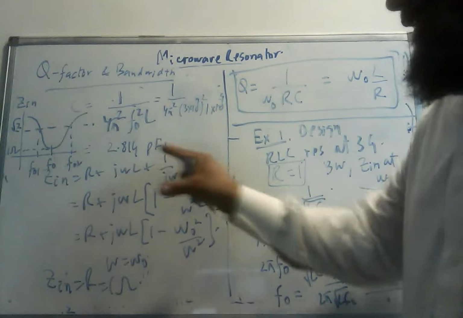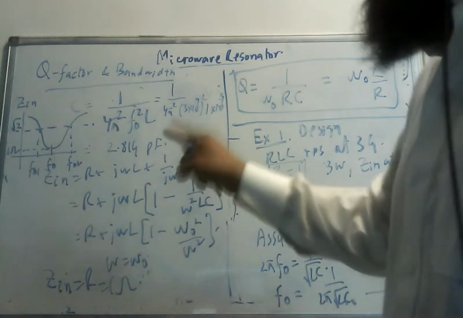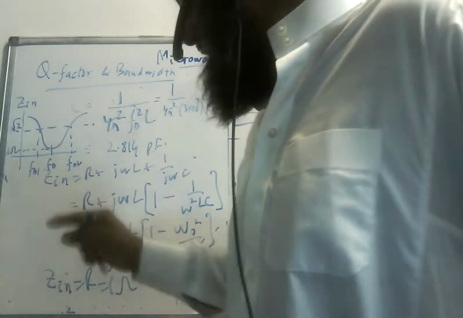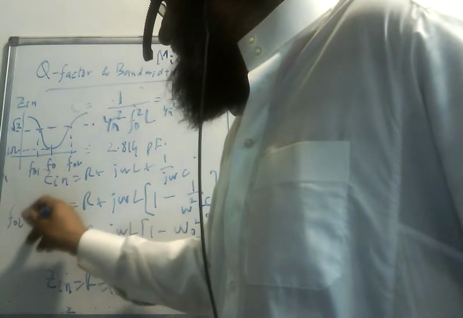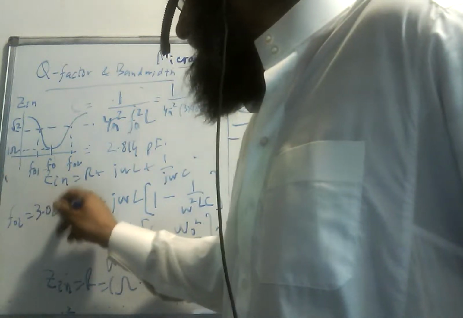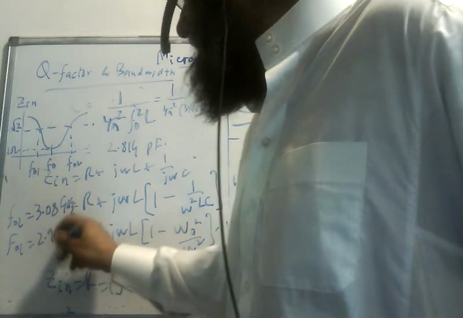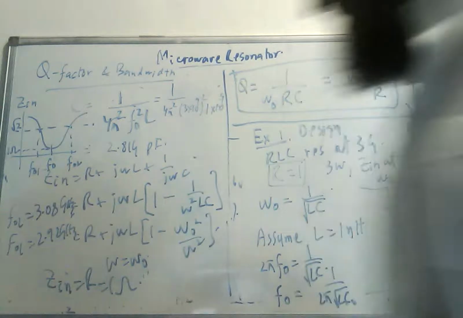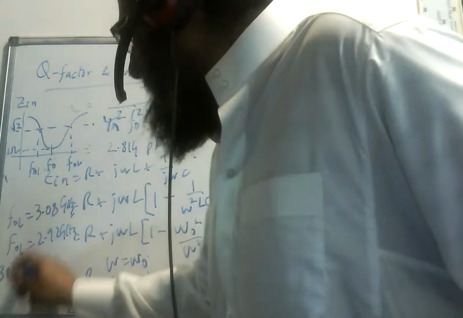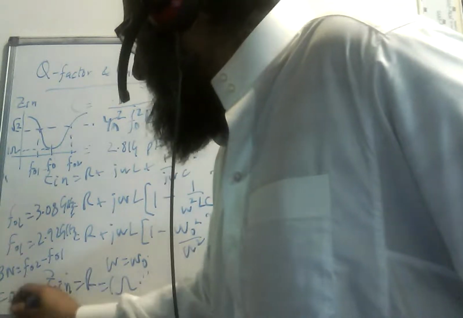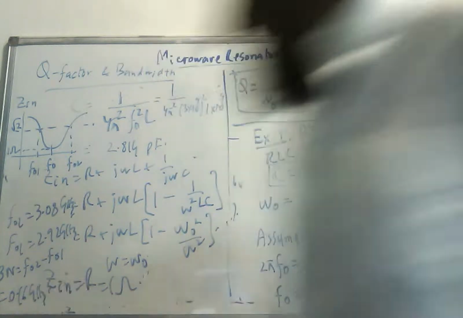But for right now, I can use NSoft. I used NSoft, so you can see it in the lecture notes. I found that this frequency is equal to 3.08 gigahertz, and F naught 1 is equal to 2.92 gigahertz. I just found it from NSoft, and the bandwidth, if I subtract these, comes out to be 0.16 gigahertz.